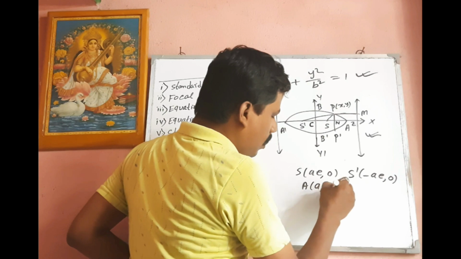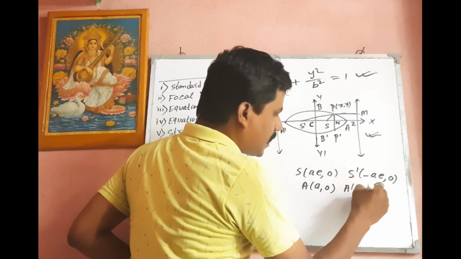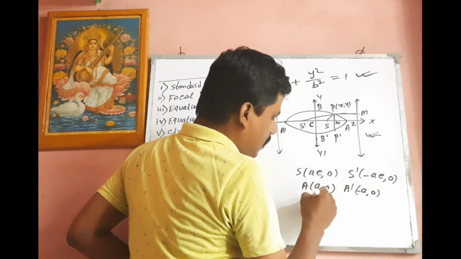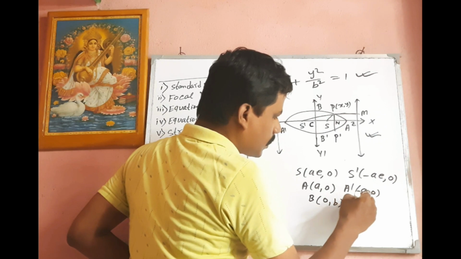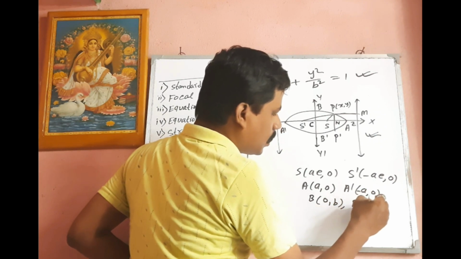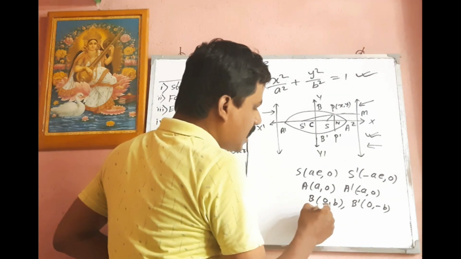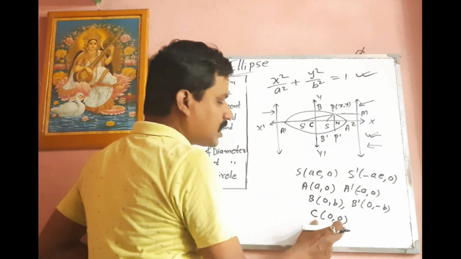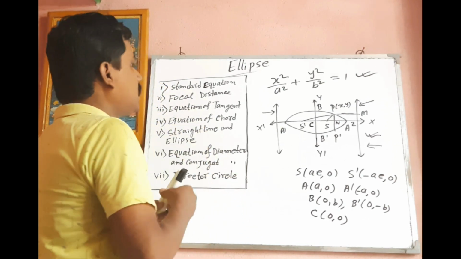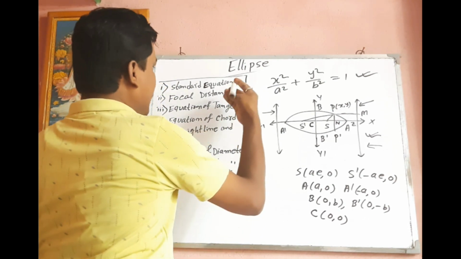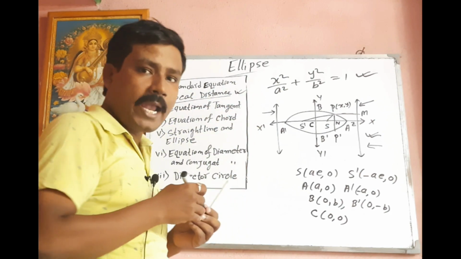A is equal to (a, 0), A dash is equal to (minus a, 0), B is equal to (0, b), B dash is equal to (0, minus b). The coordinate of C is equal to (0, 0). This is the complete first part. Now we move to the second part, that is the focal distance of the ellipse.